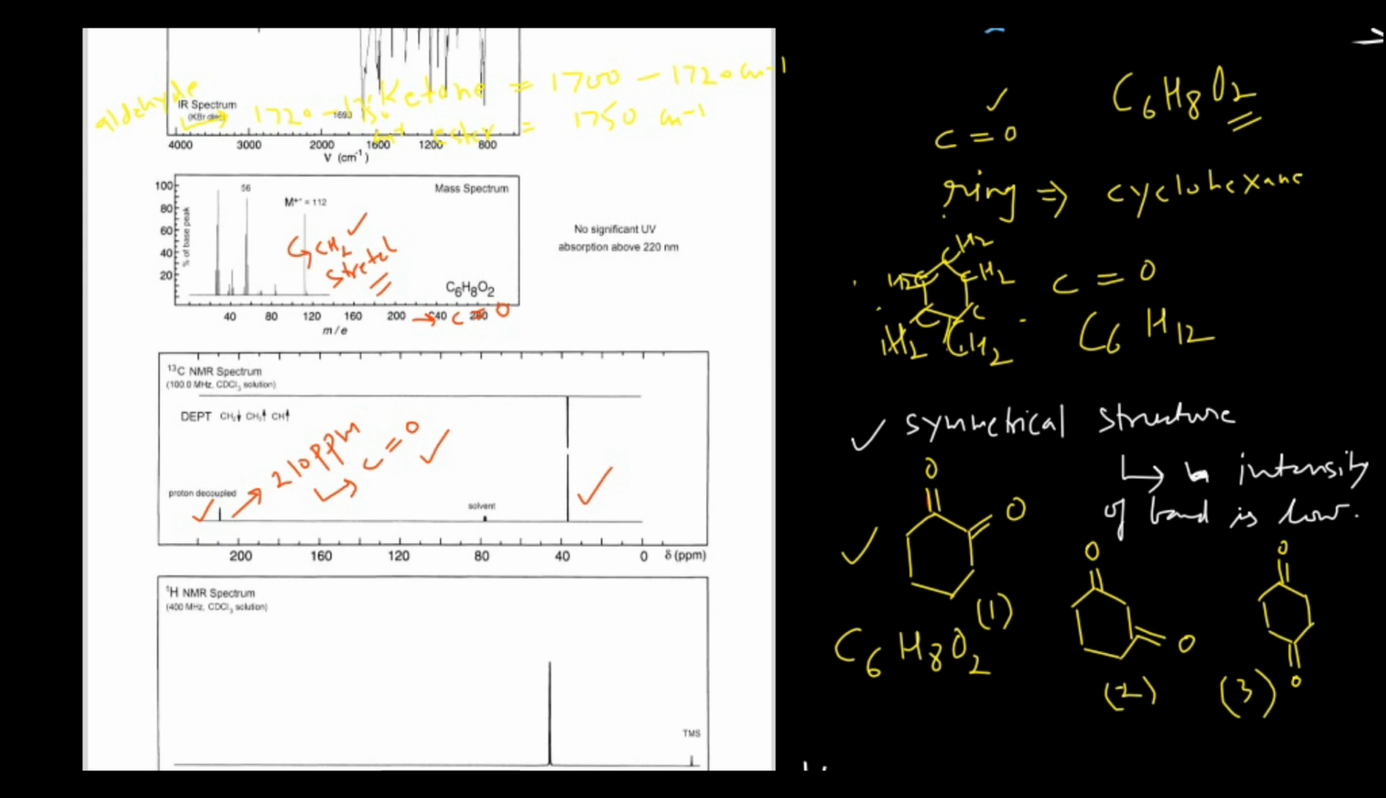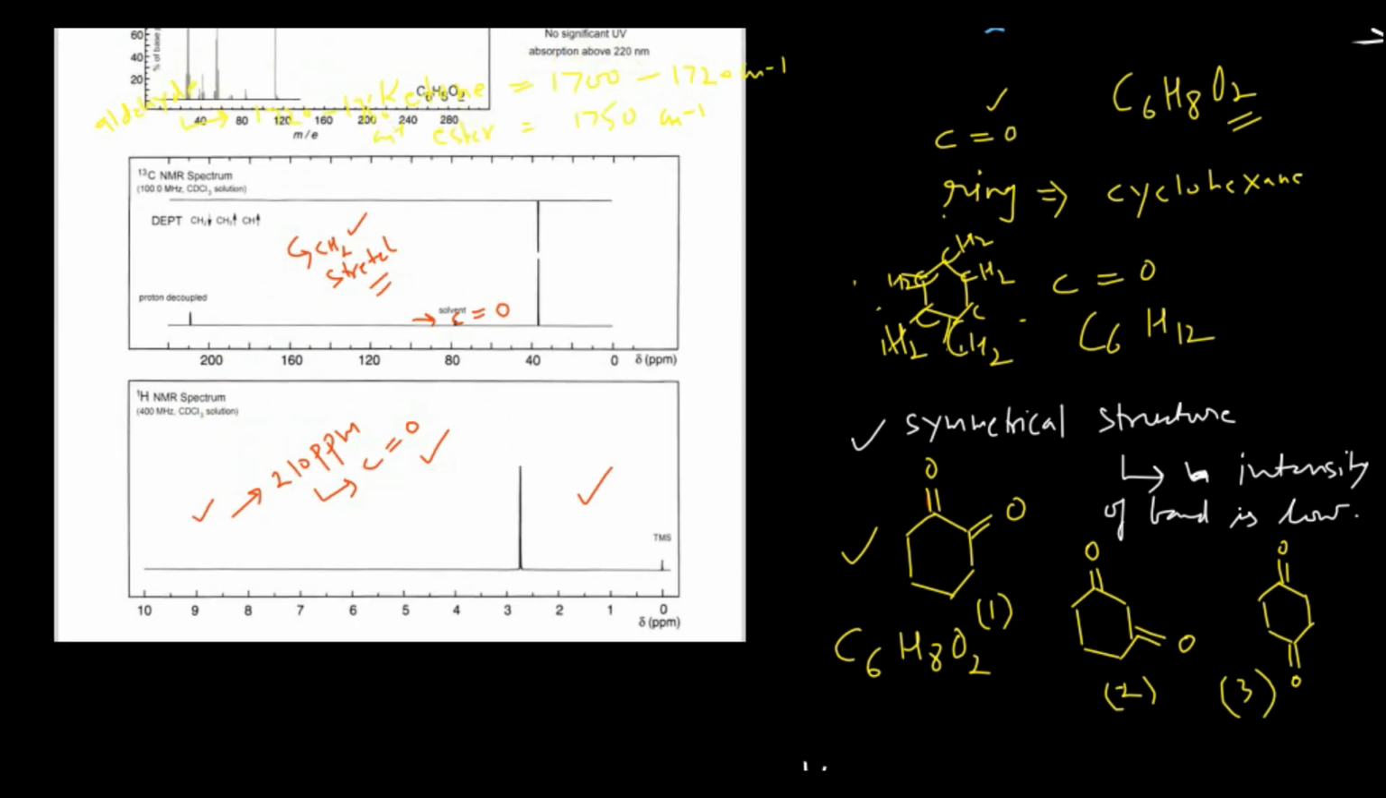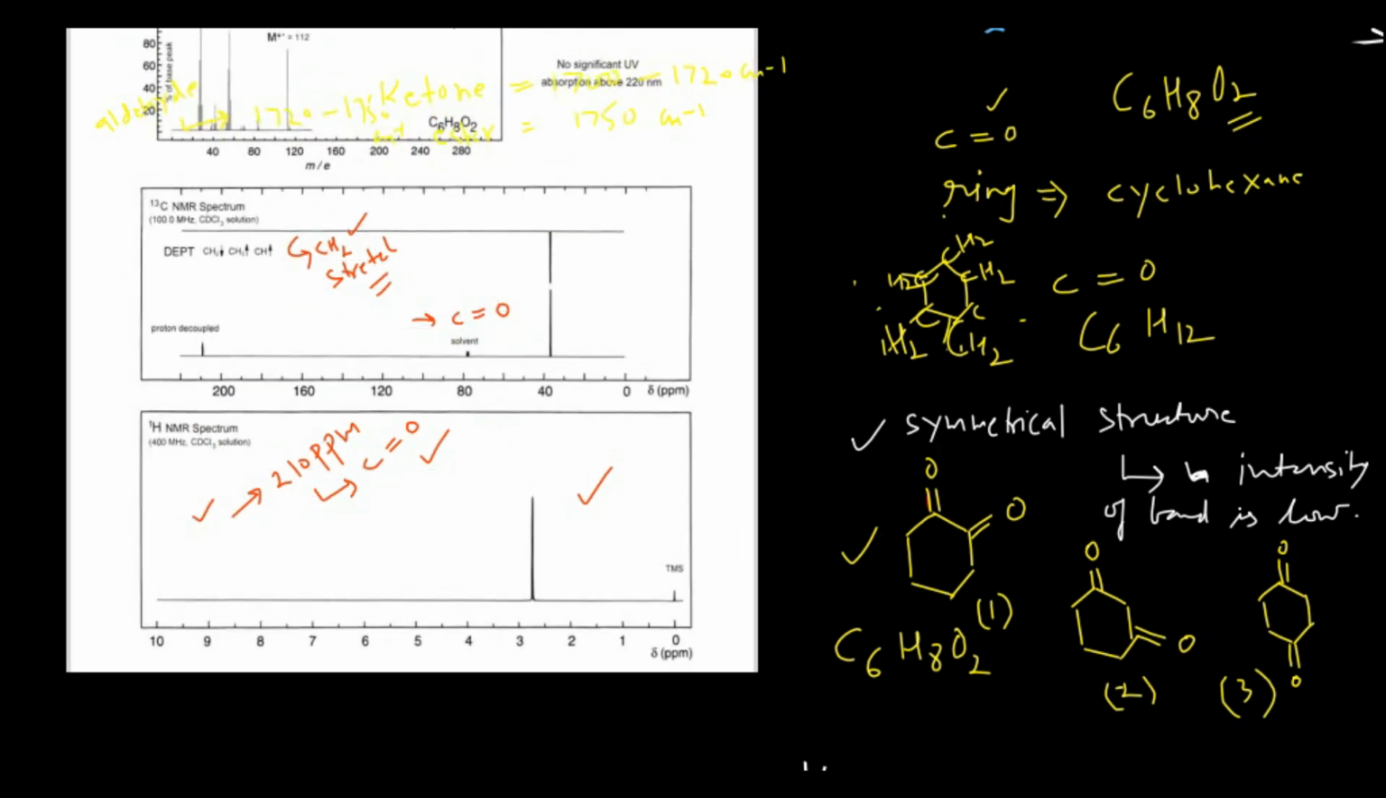Now let us check the proton NMR spectrum. What is given in the proton NMR spectrum here? Again, very valuable information you are getting from the proton NMR spectrum. You are getting only one peak at somewhere around 2.8 ppm, not exactly, but somewhere around 2.8 ppm, and it is a singlet.